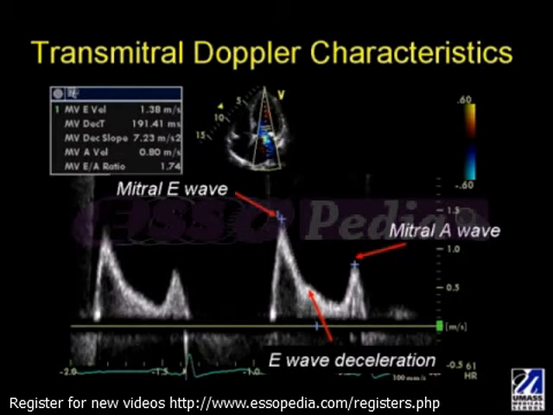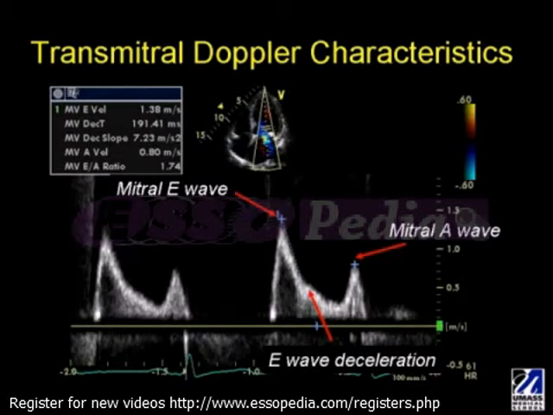The transmitral E wave velocity reflects the pressure gradient between the LA and LV in early diastole. The E wave deceleration time represents the rate at which the LV and LA pressure equalize during early diastole, or early diastolic filling. The transmitral A wave velocity reflects the LA contribution to LV filling in late diastole after atrial contraction, which is noted as the P wave on the ECG.